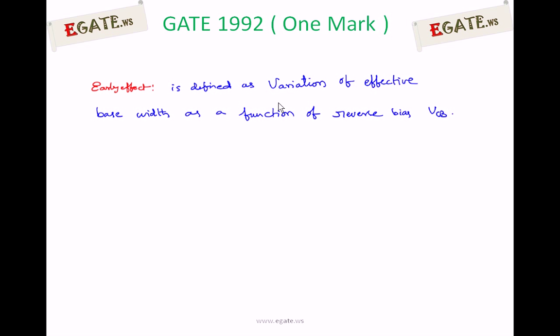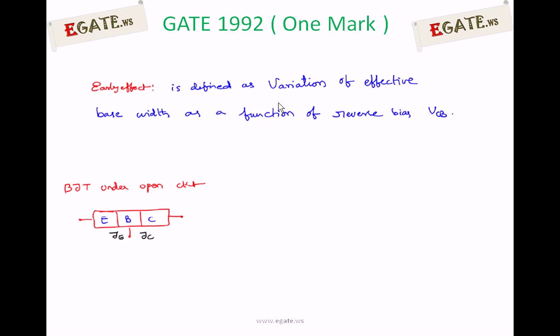We will see the details of early effect now. How can we say that the effective base width reduces as VCB increases? That we will see. So first of all we are going with a BJT under open circuit. BJT is a 3-terminal device consisting of emitter, base and collector. So no voltages are applied across the terminals, that is under open circuit.